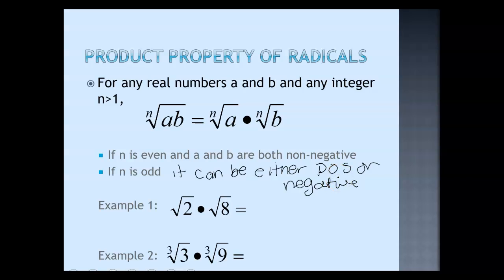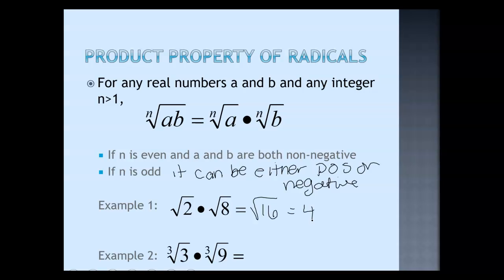So let's start easy. What is the square root of 2 times the square root of 8? What is 2 times 8? 16. And the square root of 16 is 4. Next, the cube root of 27. Yes, the next one is 3.